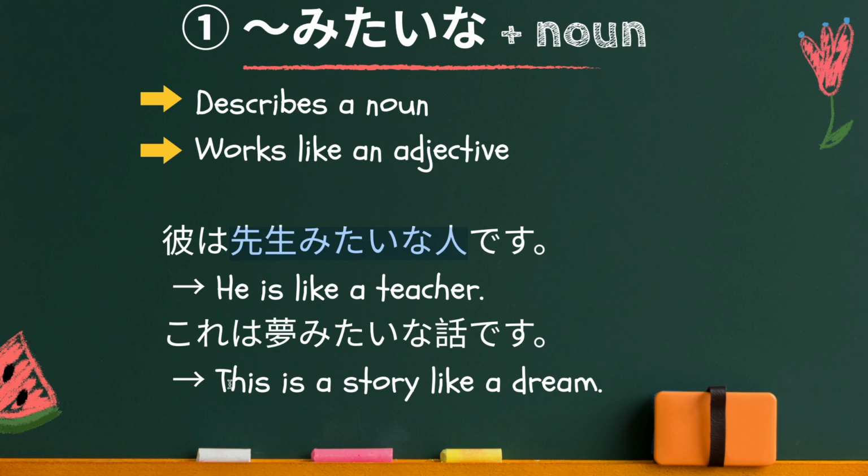Second one, this is a story like a dream. これは夢みたいな話です。みたいな plus noun. So 夢みたいな話 means a story like a dream.